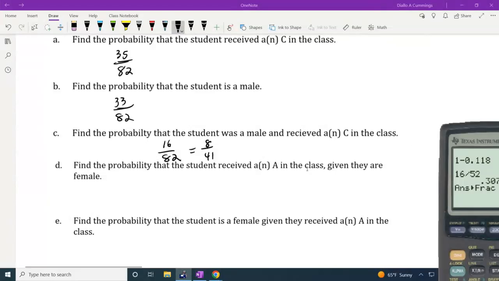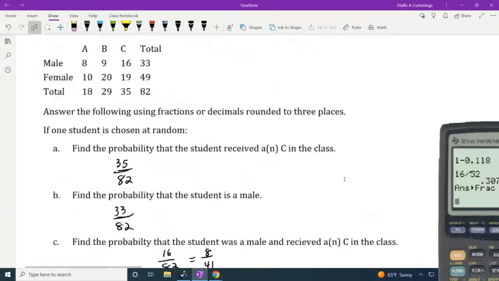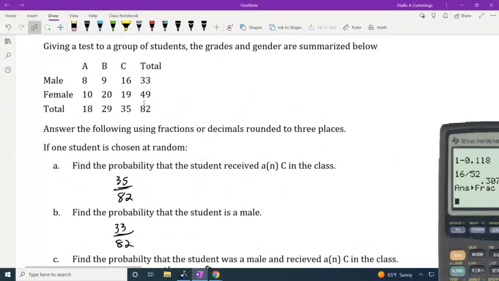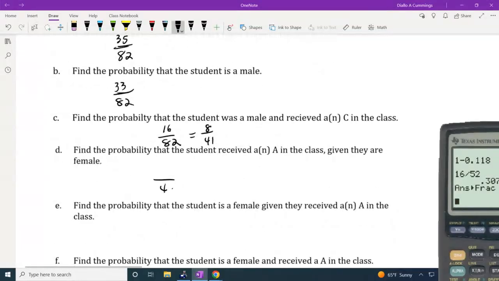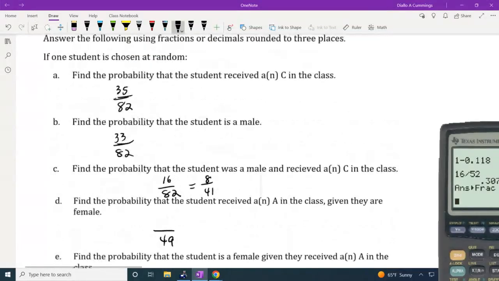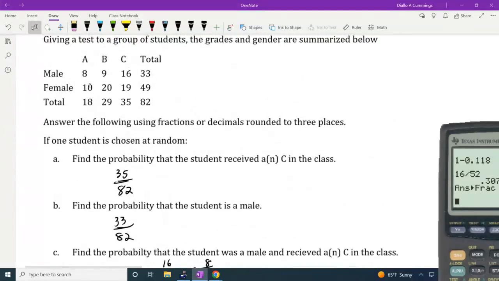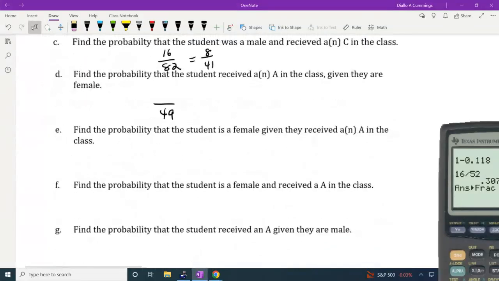Now for D, we see the word given. It says find the probability that the student received an A in the class given they were female. So given they were female, how many females were there in the class? 49. So notice I'm not using the 82 total. I'm using only the amount of females, so that's 49. Out of those 49 females, how many made an A? 10. So that's 10 over 49.